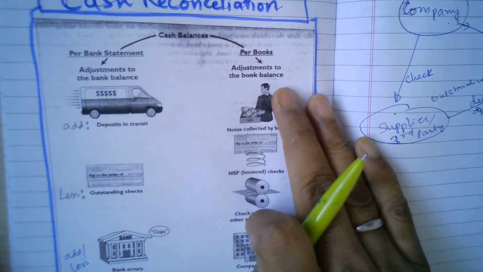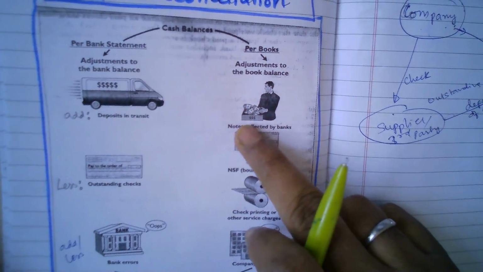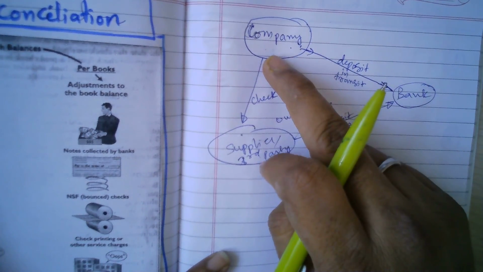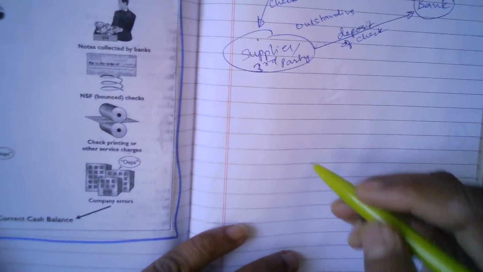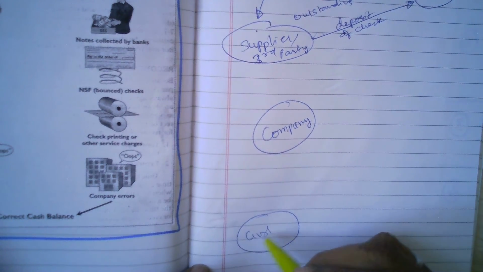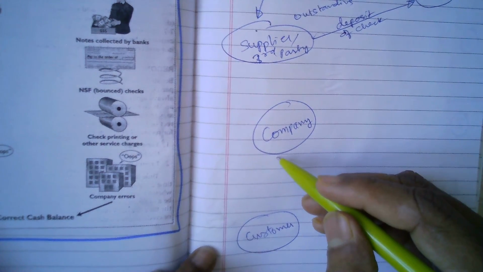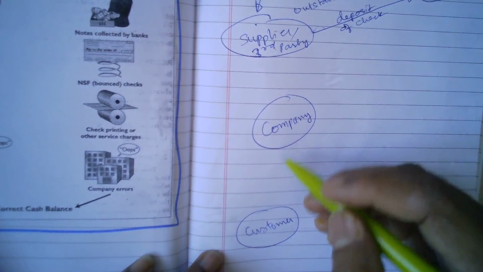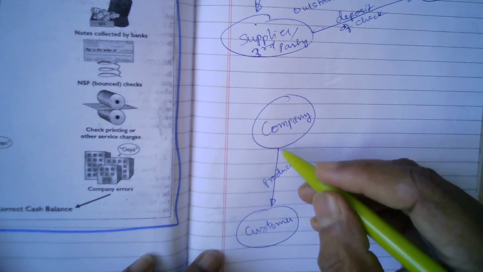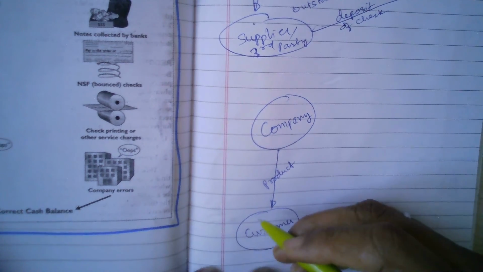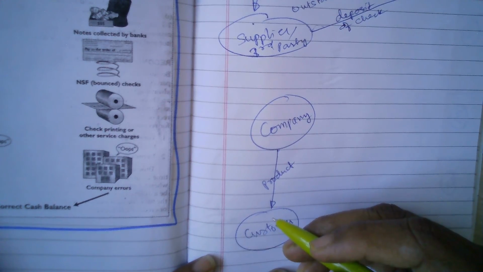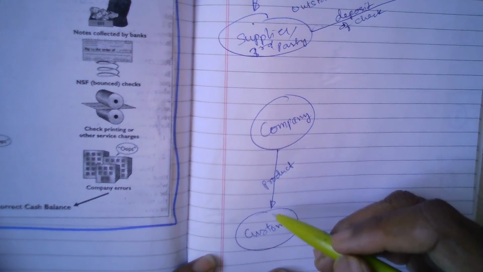What are the adjustments on the company's side? Okay, so the first one is notes collected by bank. Let's say there is a customer. Let me draw one more diagram. So this is a company, and this is a customer. The customer purchases some product from the company. So the product or service from the company is given to the customer. In return, it's something like accounts receivable for the company. So the customer has taken the product on account.